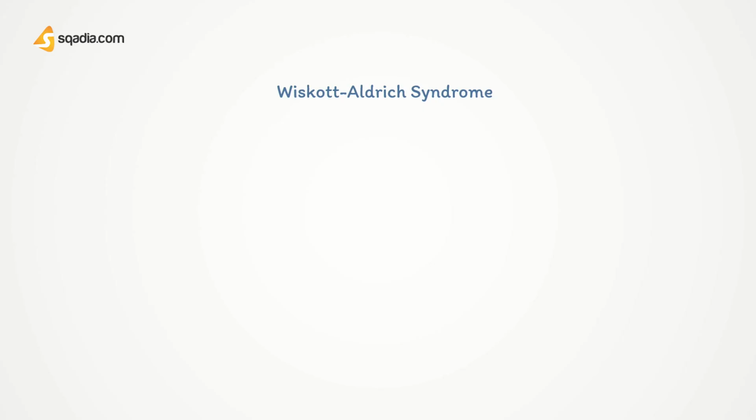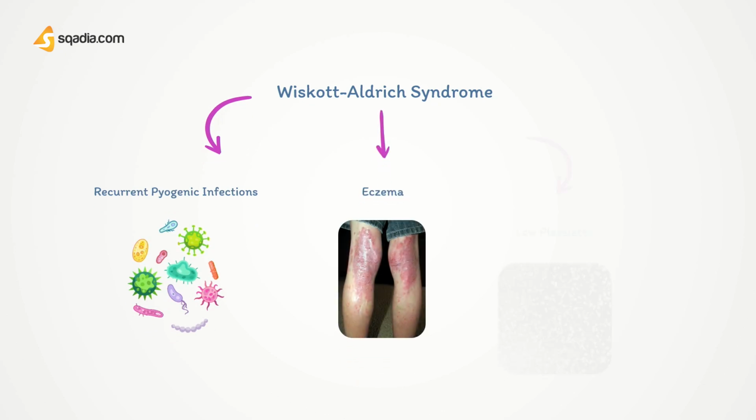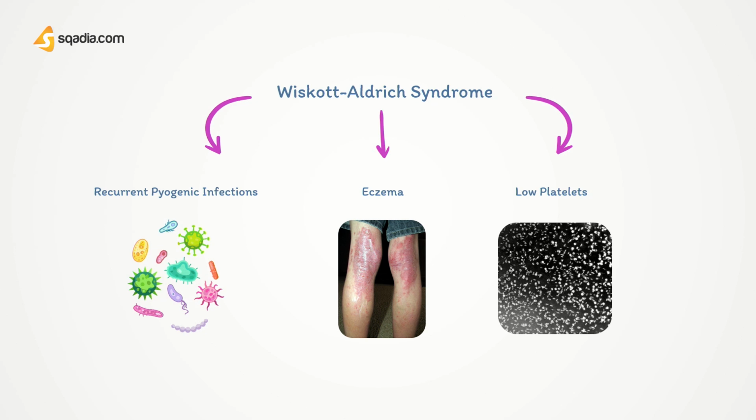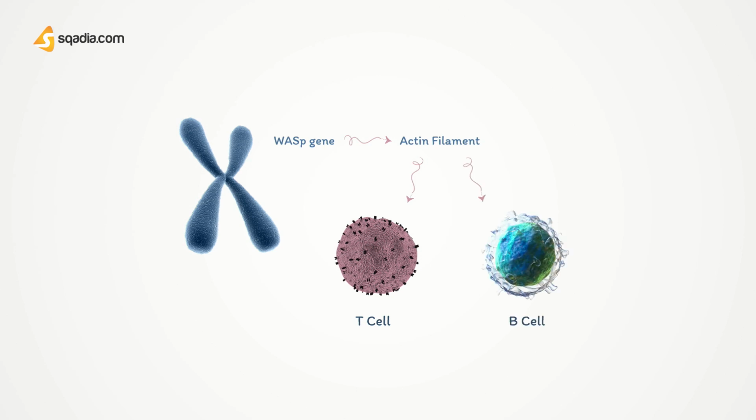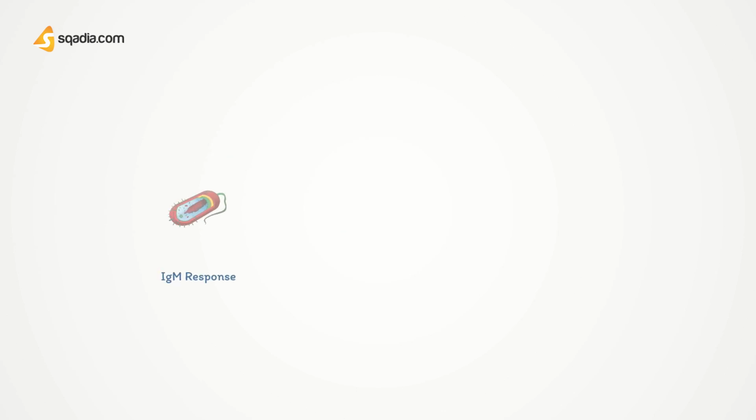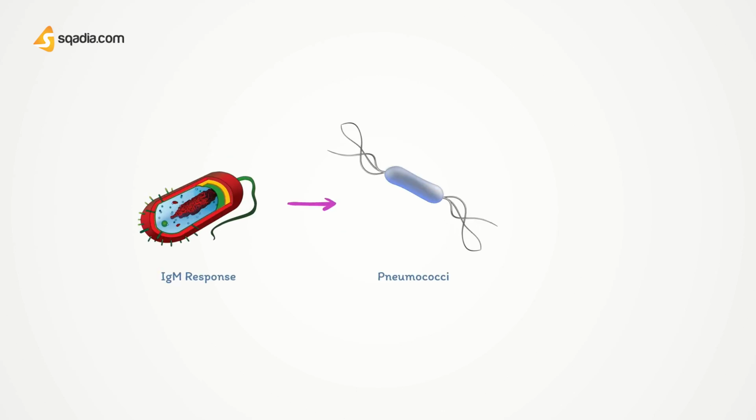Now, the Wiskott-Aldrich syndrome, in which there are recurrent pyogenic infections, eczema, and low platelets, typically appears during the first year of life. This is an X-linked disease caused by a mutation in the Wiskott-Aldrich syndrome protein gene, leading to a defect in actin filament assembly that is important for the T cells to respond to antigen presentation, and for B cells to be activated by the signals from the B cell receptor. These patients are therefore unable to mount an IgM response to the capsular polysaccharides of bacteria, such as pneumococci, whereas IgA and IgE levels can be elevated.